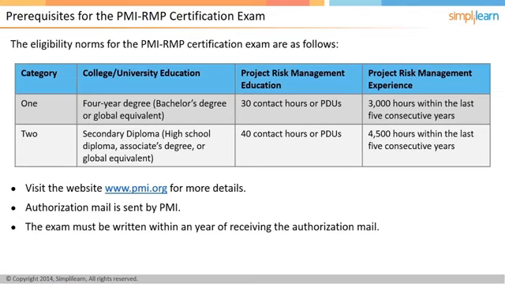A random audit happens on a few applications, in which case the auditing requirements of PMI should be complied with. In case the application is selected for auditing, the applicant must provide the copies of education certificate, project risk management experience details, and the 30 contact hours for project risk management proof. After that, the PMI takes about 5 to 7 working days to issue an authorization letter, which serves as an approval for paying the exam fee and appearing for the examination.